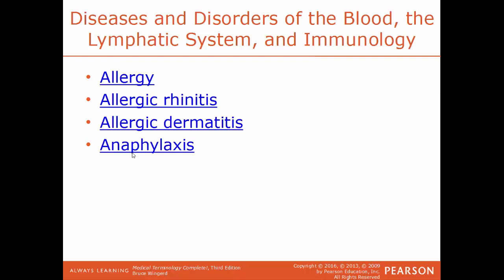The allergic dermatitis. This is where you get an inflammation of the skin caused by an allergic reaction. This could be anything from severe itching to redness or scaling. Some common causes of this: soaps or poison ivy or fragrances, anything that touches the skin and it causes an allergic reaction. And last one here, anaphylaxis.